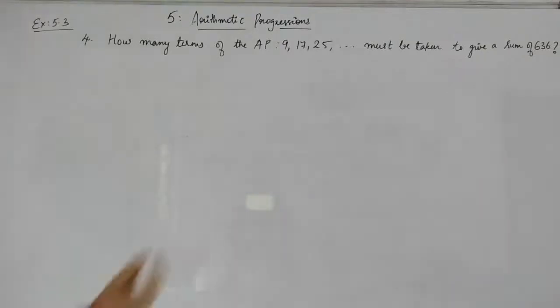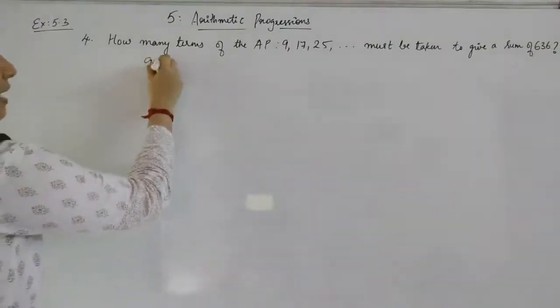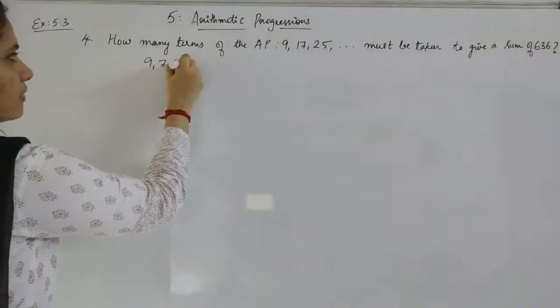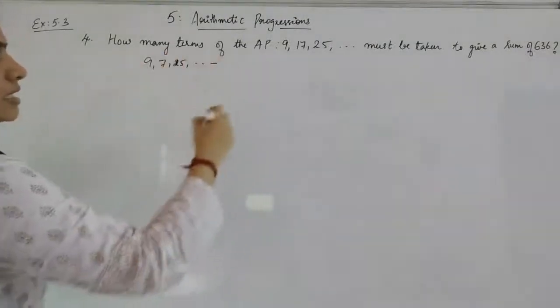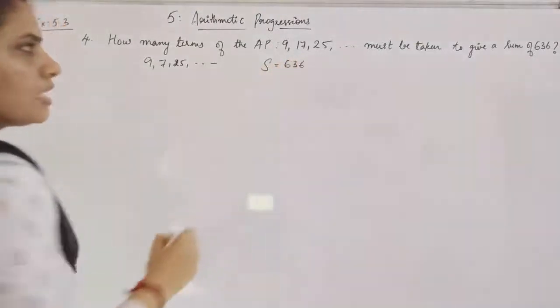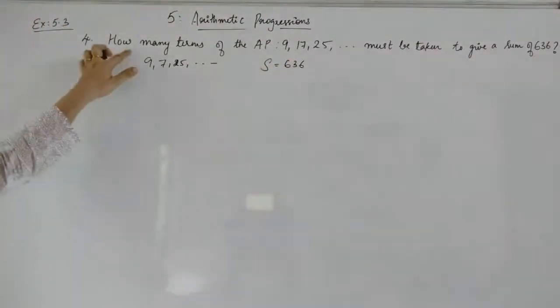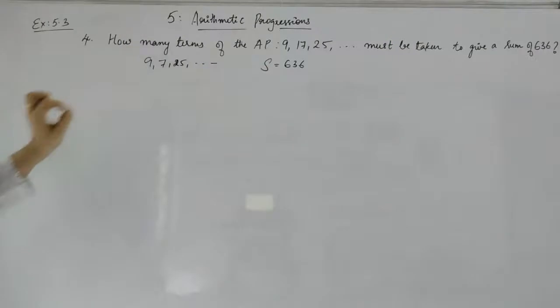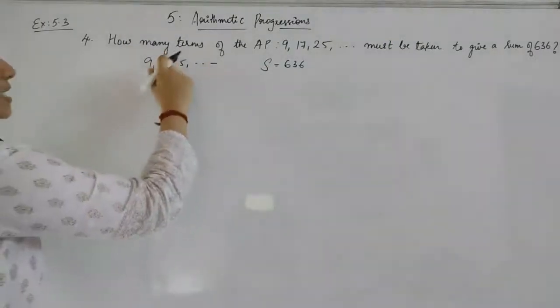That means you are given the AP which is 9, 17, 25, etc. and the sum, that is S, is given to be 636. Now you have to find what? The number of terms, which means it is actually n you have to find out. Okay, for that we will start with what we know.